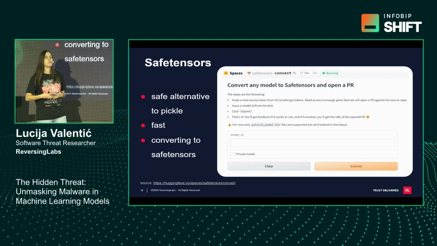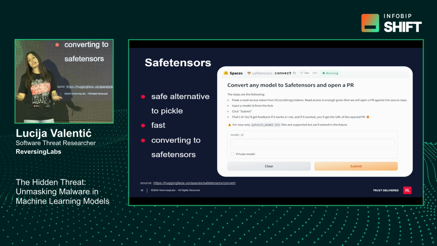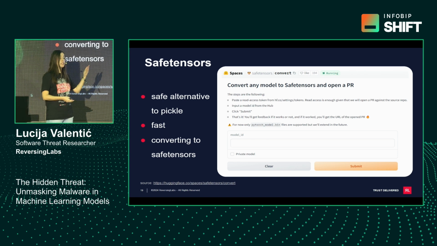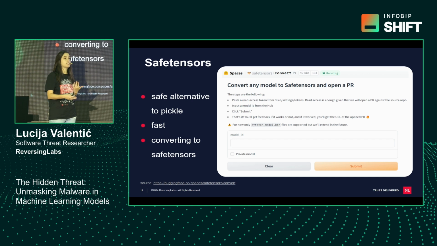They, of course, have malware scanning, but they know that the majority of models on their site are pickle models. They also know that pickle is unsafe. So they have pickle scanning, and they also created safetensors. It's a fast and safe alternative to pickle, and they also offer a conversion where you can convert a model that was created with pickle into a safer version of the model using safetensors.